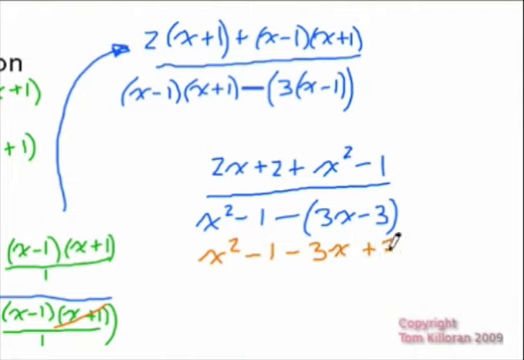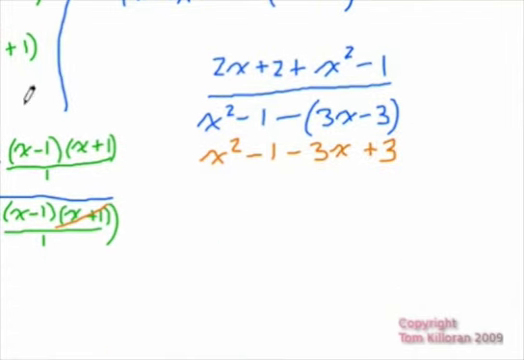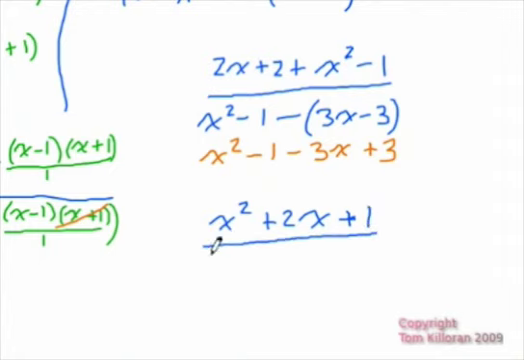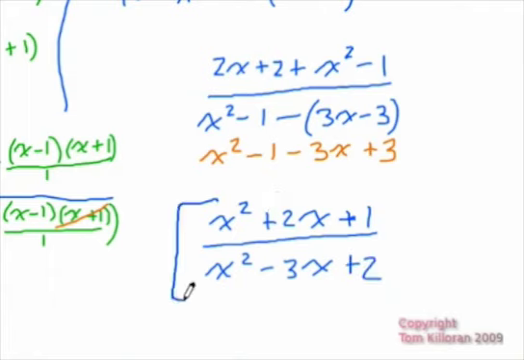Alright, and then to finally get our solution, we're going to have x squared plus 2x, and then we have this plus 2 minus 1, which will give us a plus 1, all over, and then combine like terms down here, we're going to have this x squared minus that 3x, and then minus 1 plus 3 will leave us with a plus 2. And this is our simplification of that complex fraction.